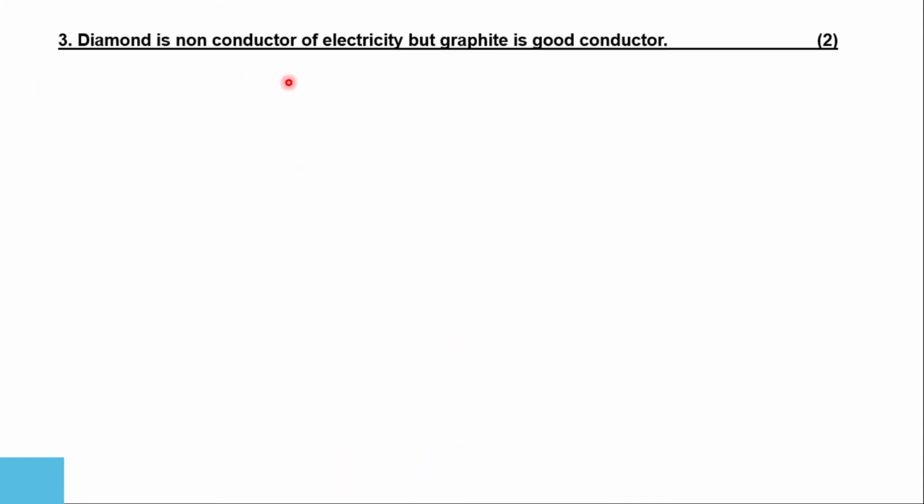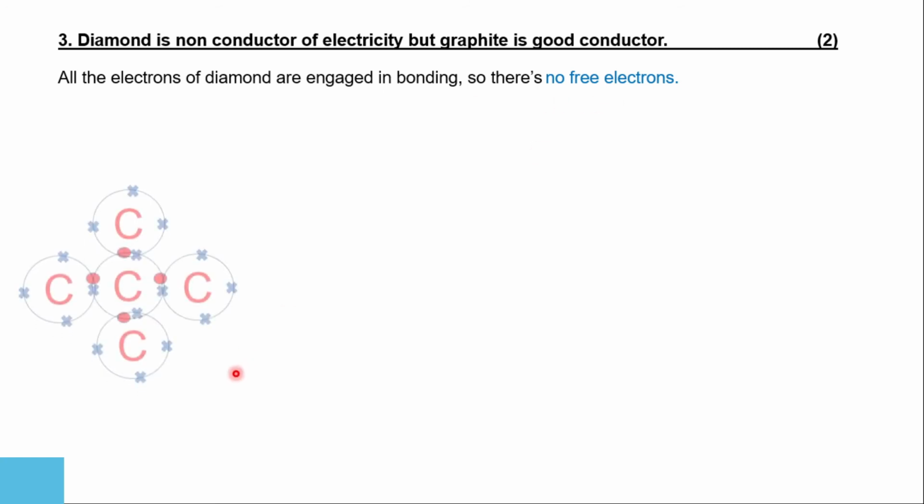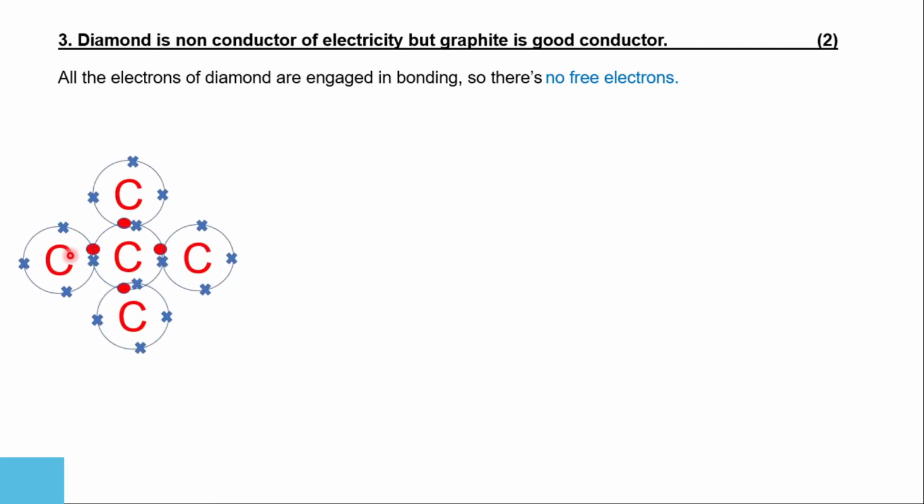Diamond is a non-conductor of electricity, but graphite is a good conductor. All the electrons in diamond are engaged in bonding, so there are no free electrons. See here, the dot and cross diagram: for the middle carbon, four electrons are engaged, and this fulfills the outer shell. So electrons cannot move about. So there are no free electrons on any of the carbon atoms.